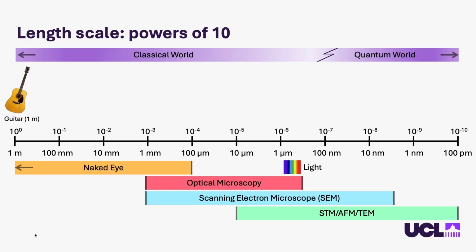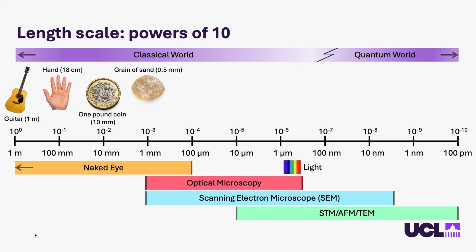10 times smaller, so the width of your hand is about 10 centimeters. 10 times smaller than that, we have a coin. And 10 times smaller than that, we have a grain of sand. I think that series kind of gives you a bit of a feel for this, right? So if you think like guitar, hand, coin, grain of sand. So that's the first 3 orders of magnitude decrease. Then at 100 microns, so the width of a human hair is around 100 microns or so.